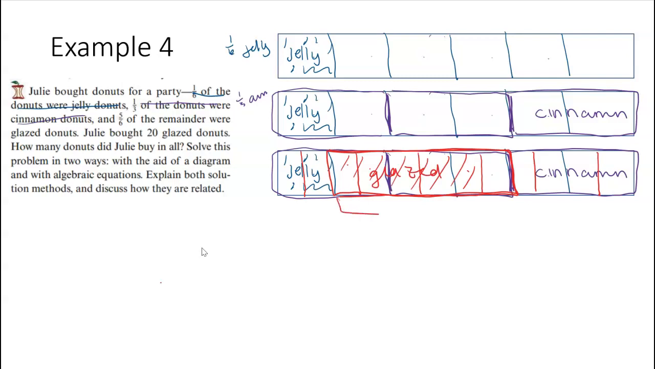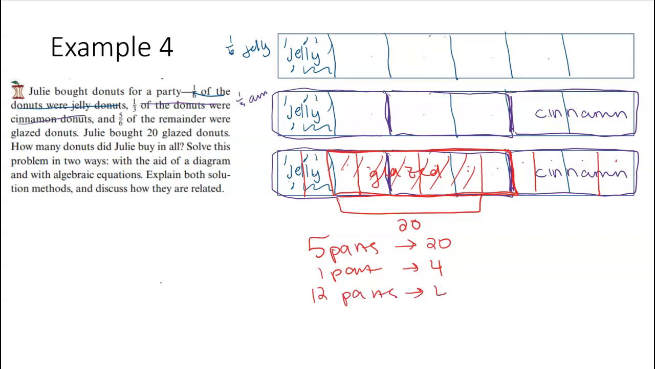And then they say that these glazed, she bought 20 of these. So now, how many did she buy in all? So let's see what we've got. We've got 1, 2, 3, 4, 5 parts. And our tape diagram is in all the same parts. We split everything up so it's the same. 5 parts, there are 20. So 1 part, if we look at that, would be 4. So how many total parts are there in this diagram? 1, 2, 3, 4, 5, 6, 7, 8, 9, 10, 11, 12. There are 12 parts. So if each part is 4, that would be 48 total parts. So that would be 48 donuts. So Julie bought 48 donuts.